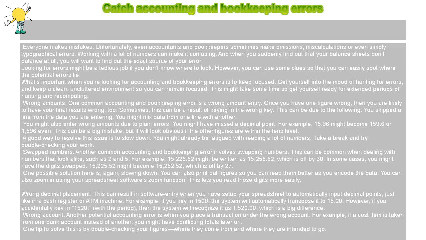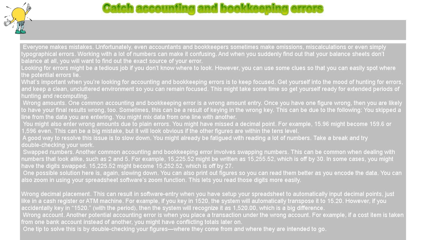Catch accounting and bookkeeping errors. Everyone makes mistakes. Unfortunately, even accountants and bookkeepers sometimes make omissions, miscalculations, or even simply typographical errors. Working with a lot of numbers can make it confusing.